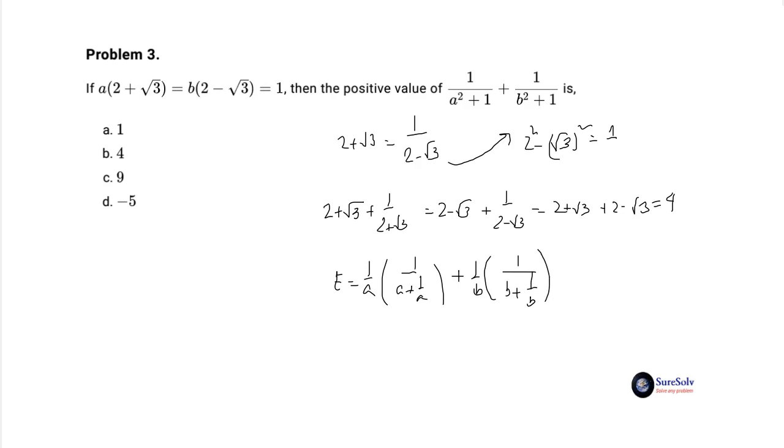From the given expression we have already a equal to 1 by (2 plus root 3) equal to 2 minus root 3, and b equal to 1 by (2 minus root 3) equal to 2 plus root 3. So a plus 1 by a equal to b plus 1 by b equal to 4.